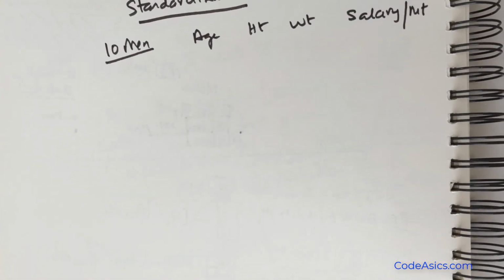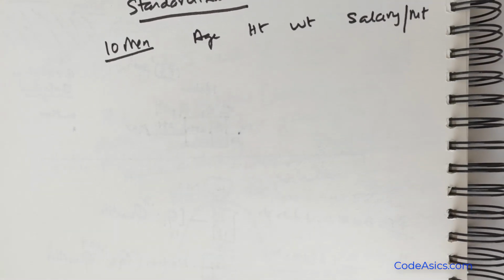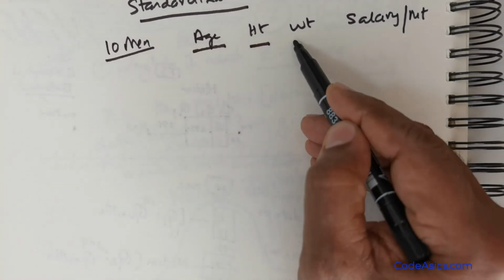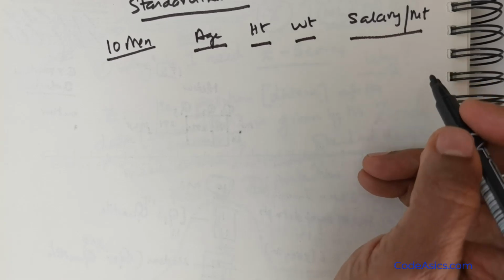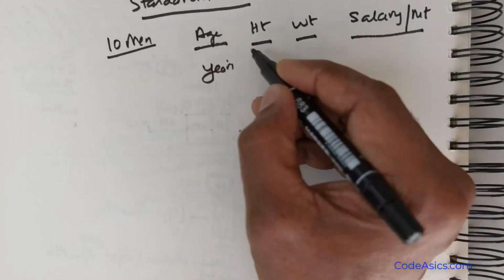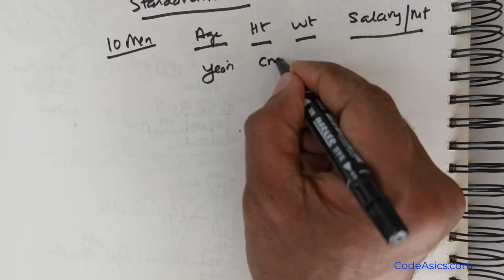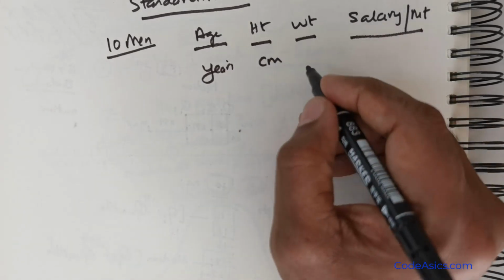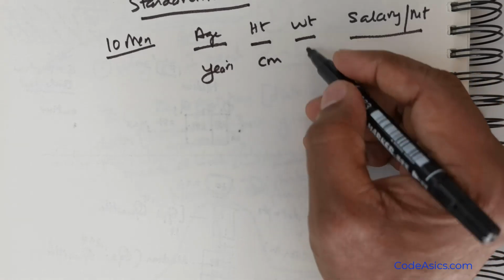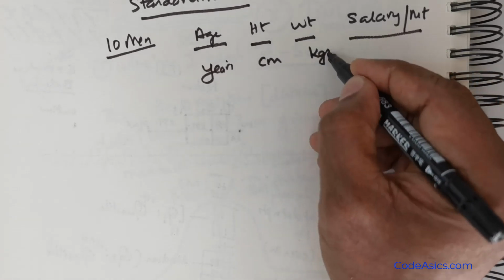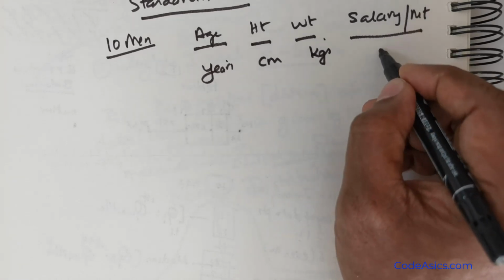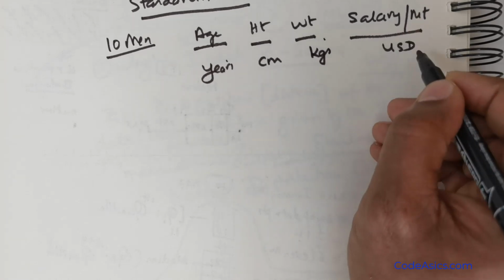Okay, I hope you can see that. We have 10 men, with the age of the men, the height, the weight, and the salary per month. Age is measured in years. Height, you can measure in cm or in feet, but I will take it in centimeters. Weight is measured in kgs or in pounds. Salary is measured in USD, right?